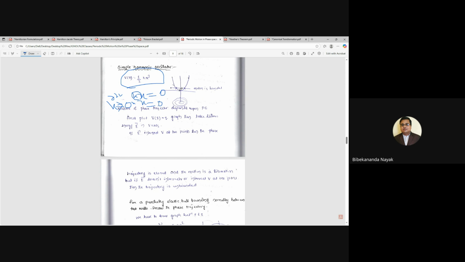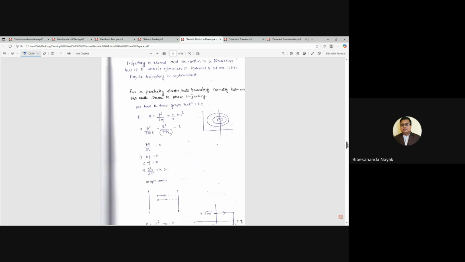Minimum always acts as origin. So if you draw the diagram of a simple harmonic oscillator, x equal to 0 is the origin, making the center, and there is a circle. From potential you can know this. Also, for a simple harmonic oscillator, if you change the energy, you will get a similar type of shape. Each shape refers to one energy.